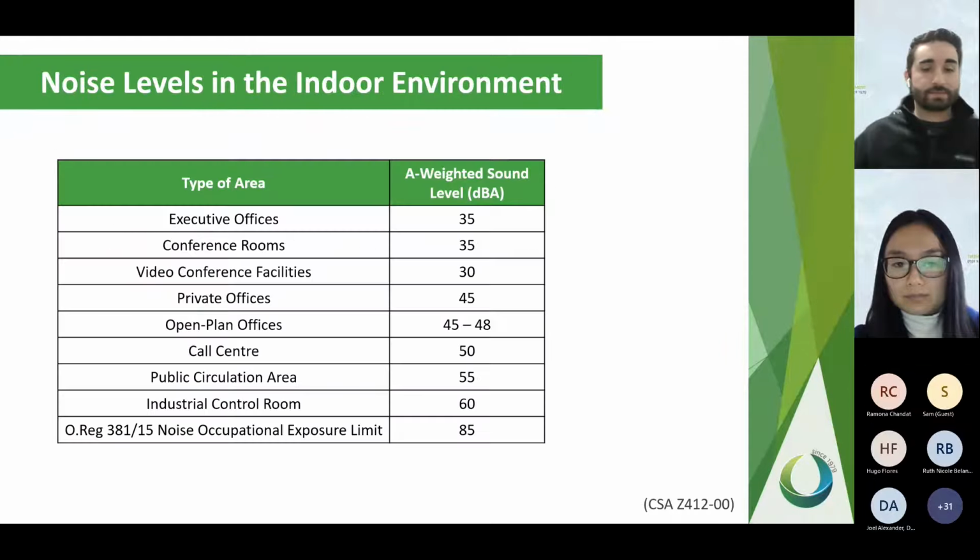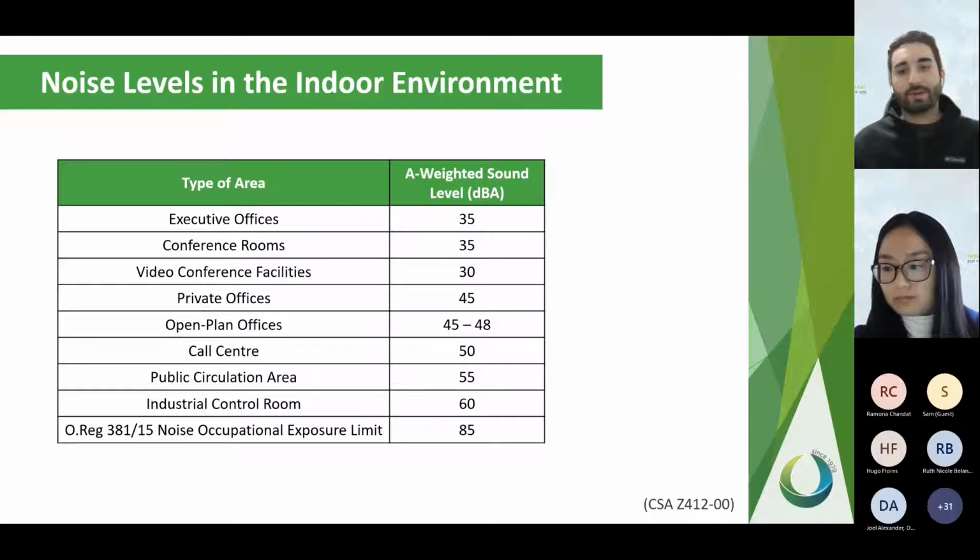And then there's no specific level, like health limits, for indoor environments that are not industrial, really. But you do have the occupational exposure limit. That's a limit that's enforced by, for example, the government of Ontario. And that's to protect against noise-induced hearing loss and other noise-related health concerns. So you can have that, I'll mention a little bit later.